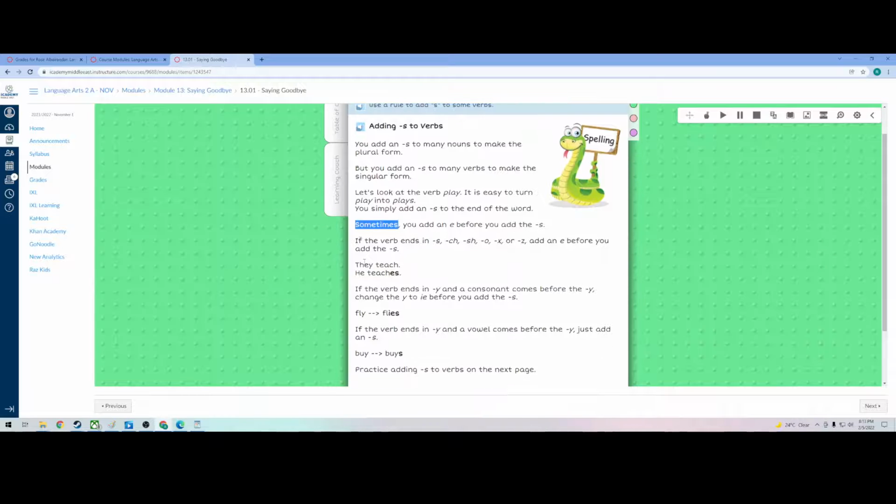Now, here this is the rule. If the verb ends in SS, S, CH, SH, O, X, or Z, add an E before you add the S. So if any verb ends with these letters, you have to add E. For example, teach. Teach ends with CH. So if I want to add S, I cannot add only S, I have to add ES. Teach, teaches.